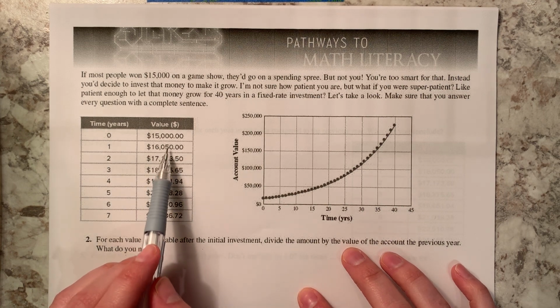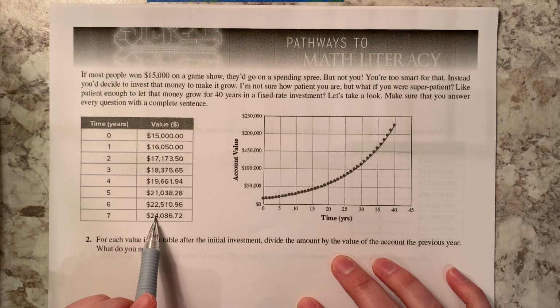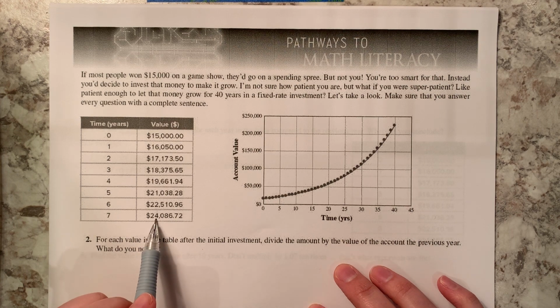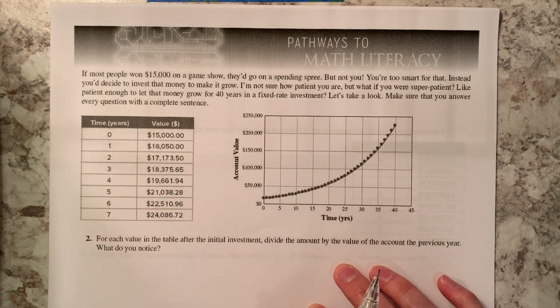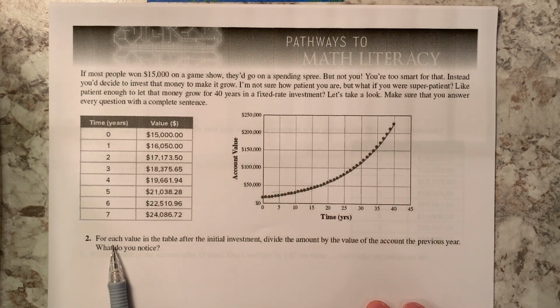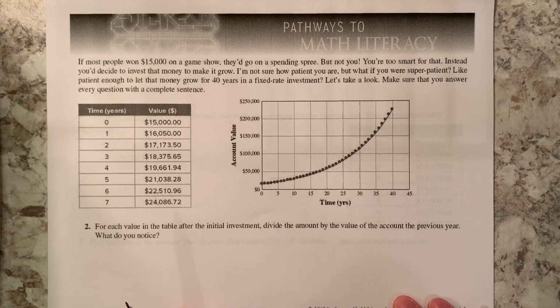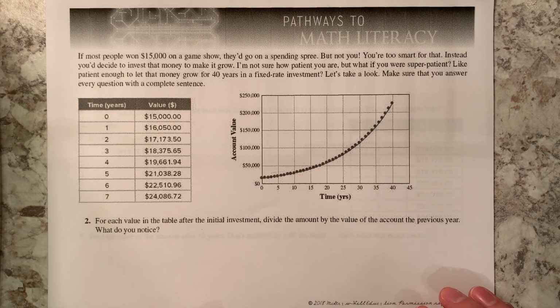If we did a little bit of math, we can tell it's not increasing by the same amount. Here you can tell that it's a different amount compared to the first couple amounts. And you can see with the graph, it goes up faster towards the end. So it says for each value in the table after the initial investment, divide the amount by the value of the account the previous year.